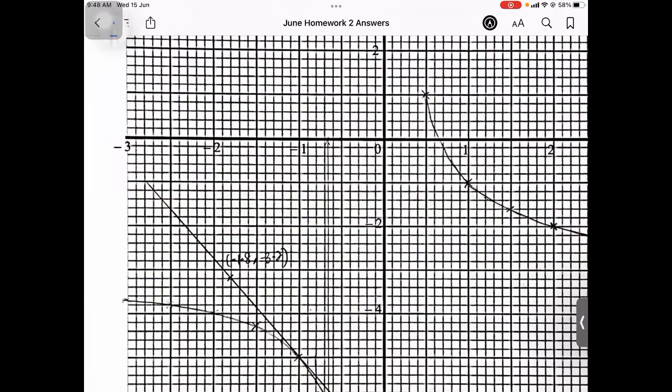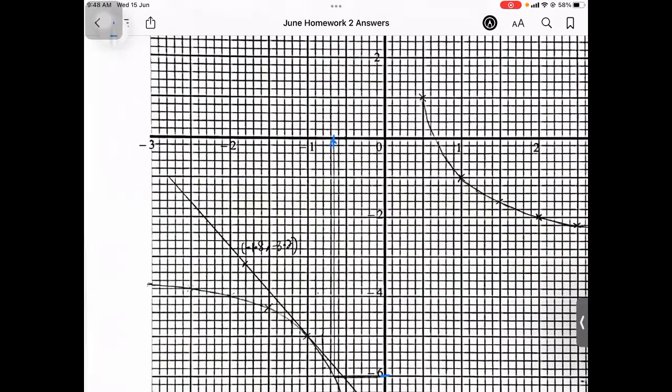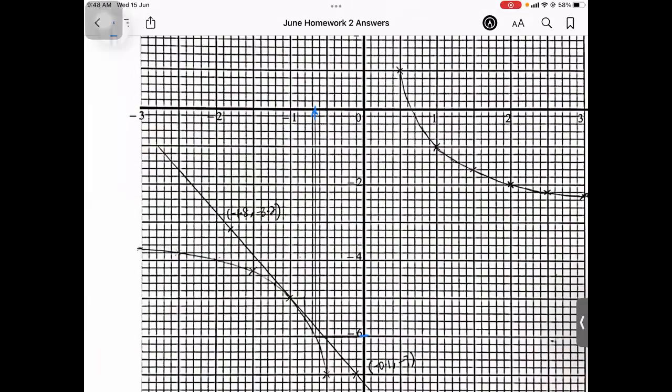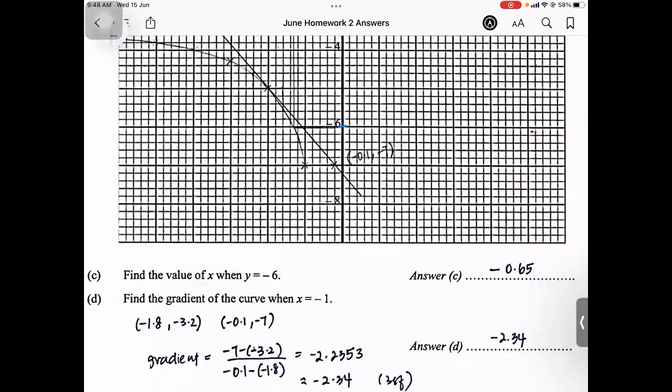Okay, please remember to read your scale correctly. There are 10 squares over here. One small square is 0.1. This is a negative number, so it's negative, not negative 1 point something, but lesser than 1. So I got negative 0.65. Different people may get slightly different answers depending on how you draw your graph.